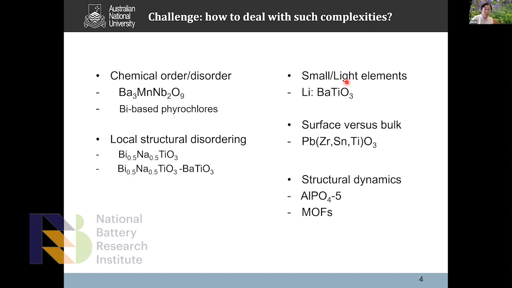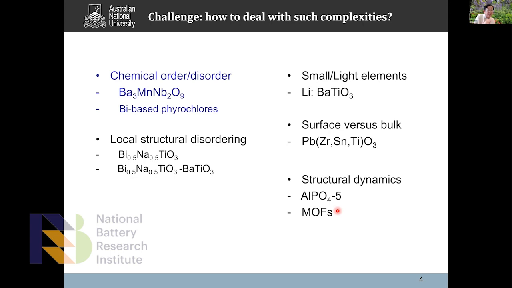I will also show you the surface-bulk difference in the structure, which in solid materials we quite often ignore. All these things are static average structure issues, and later I will discuss the structural dynamics. So first of all, we come to the chemical ordering.